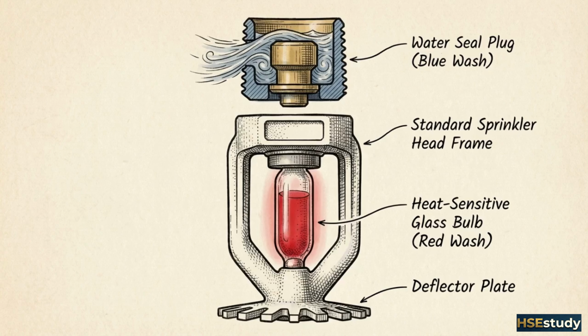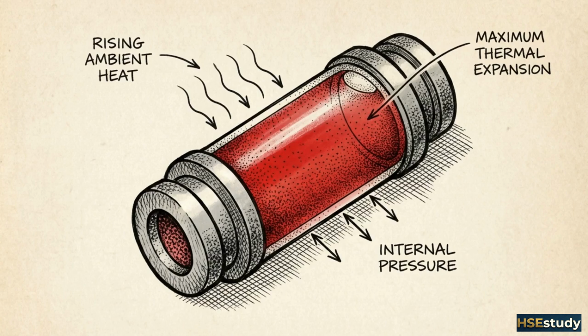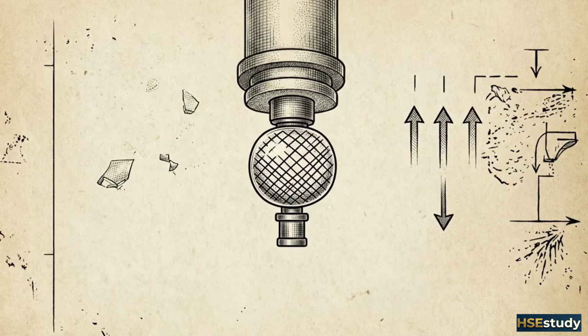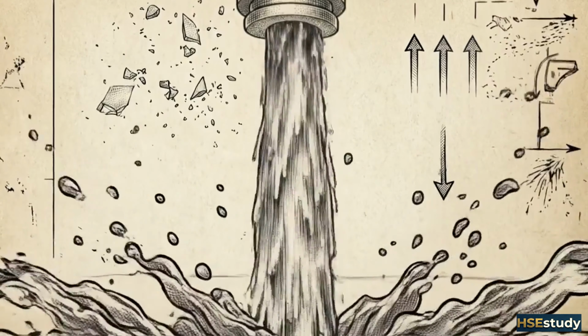This component serves two distinct roles. It is both a mechanical heat detector and a physical control valve. The most common trigger is a frangible glass bulb filled with a glycerin-based solution. As fire causes the ambient air temperature to rise, the liquid inside the bulb expands. This creates internal pressure that eventually shatters the glass, releasing the mechanical plug and allowing water to flow.